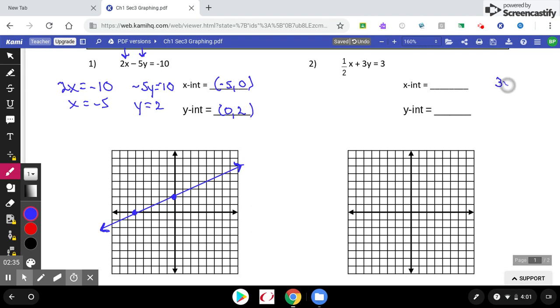All right, number 2, I'm going to start off with covering up the 1/2 x first, just because I'm going to take the easy way out. So if I cover up the 1/2 x, make it go away, no fraction, pretty simple problem to solve, divide by 3, I get 1. So the y-intercept is 1. So don't panic with this other one.